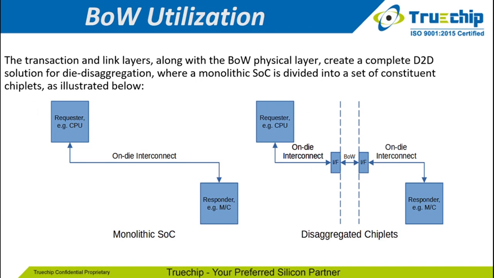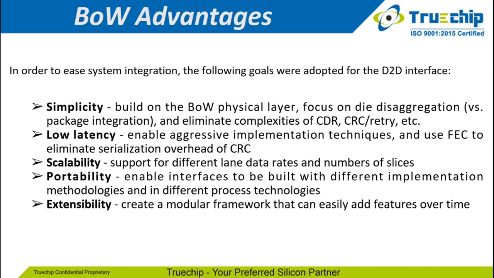So this is the BoW utilization. The transaction and link layers along with the BoW physical layer create a complete die-to-die solution for die disaggregation, where a monolithic SoC is divided into a set of constituent chiplets as illustrated below. Like we have monolithic SoC for which we have on-die interconnect, and for disaggregated chiplets we have BoW interface. So here are the BoW advantages.